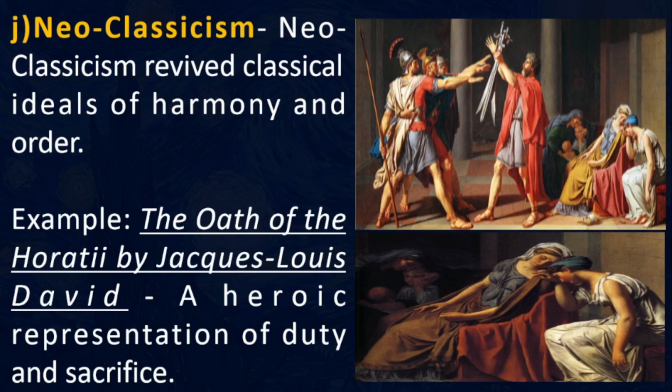Example, The Oath of the Horatii by Jacques-Louis David. This painting depicts three brothers swearing loyalty to Rome, highlighting themes of duty and sacrifice. The rigid, structured composition and dramatic lighting enhance the solemnity of the moment. It serves as a political and moral statement, emphasizing honor and patriotism.